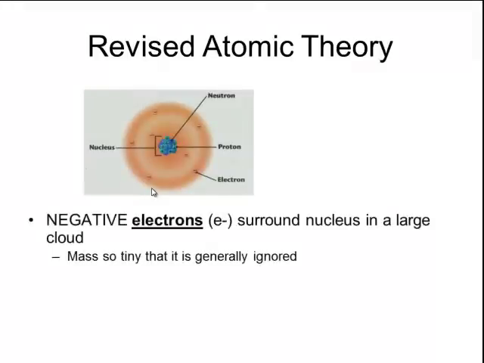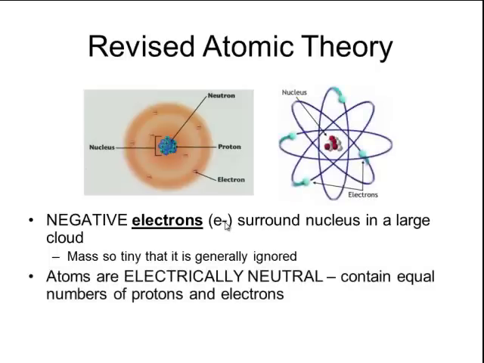The electrons surround the nucleus in a large cloud. The symbol for an electron is an E with this tiny little negative superscript. Remember that the mass of the electrons are so tiny that they're generally ignored when we're calculating the overall mass of the atom.